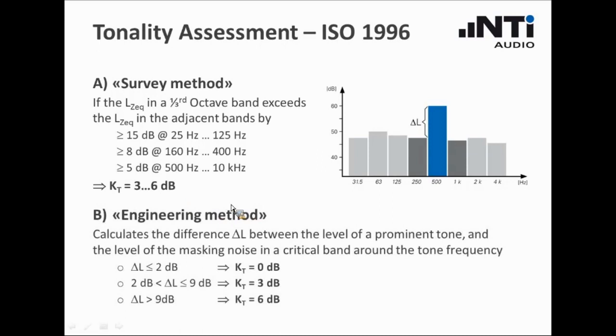Then there is a second method, which is the FFT-based one. It's called the engineering method, and it calculates the level difference between the level of a prominent tone, the one we are looking for, and the level of the masking noise in the critical band around the tone frequency. I don't want to go too deep into these details. I'm going to show you just a sketch on the next slide, but just to keep in mind, it's not important that you understand the exact calculation, but that you know the engineering method is FFT based, and here again, depending on the amount of the difference, we have different penalties.